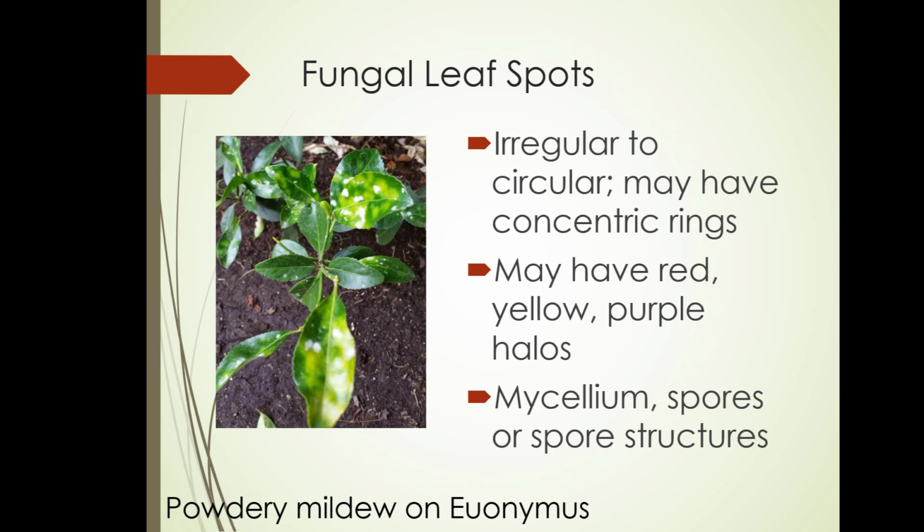So fungal leaf spots are irregular to circular. They may have concentric rings. They may have red, yellow, or purple halos. They may have mycelium, spores, or spore structures. And mycelium are the vegetative part of the structure of the fungus. And the spores are the fruiting bodies.